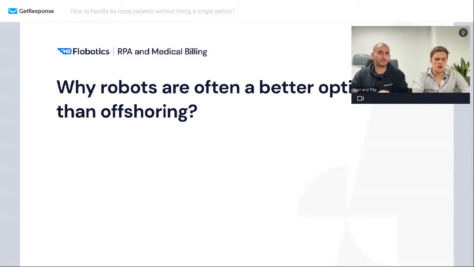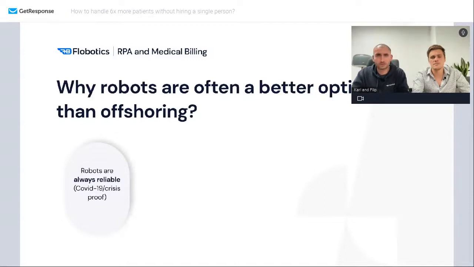All right. We often hear that robots are compared to offshoring. People say, okay, it's not actually our problem anymore because we started to hire offshore. How do these two solutions compare? Well, pluses and minuses to everything, really. There are a lot of companies that offer very cheap data entry services, but there are a few problems with this.